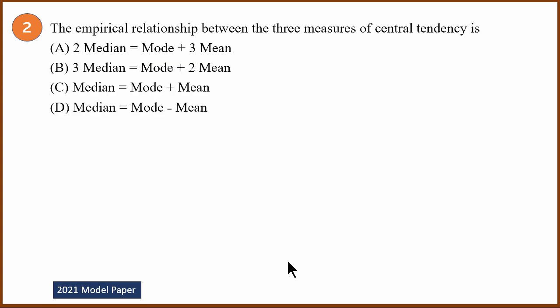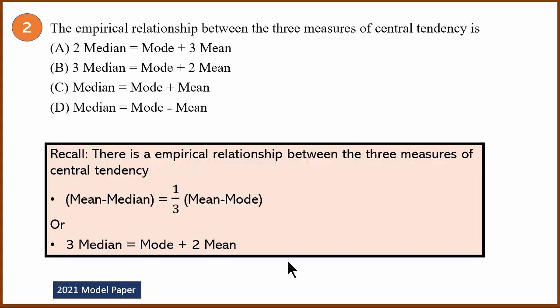Second one. The empirical relationship between three measures of central tendency. There is an empirical relationship between the three measures of central tendency. Empirical relationship means there is no proof. The empirical relationship can be written in two ways. Mean minus median equals 1 divided by 3 of mean minus mode. If you simplify this, you can write it as 3 median equals mode plus 2 mean.